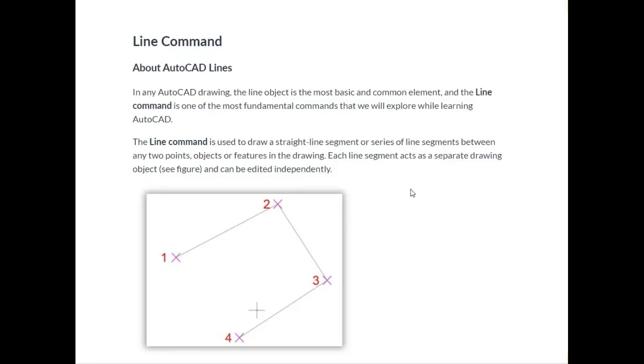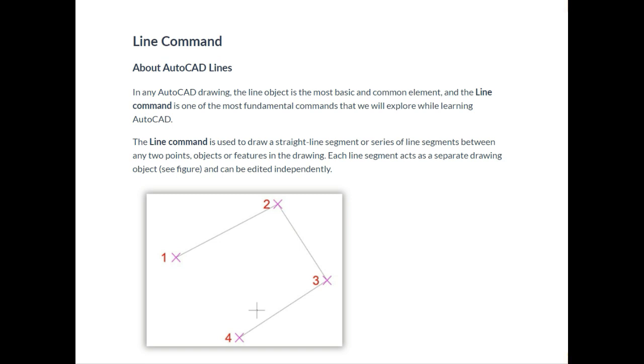In this video, we are going to learn about the line command in AutoCAD software. In any AutoCAD drawing, the line object is the most basic and common element, and the line command is one of the most fundamental commands that we will explore while learning AutoCAD. The line command is used to draw a straight line segment or series of line segments between any two points, objects, or features in the drawing.